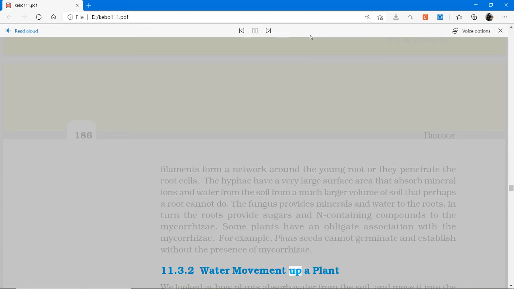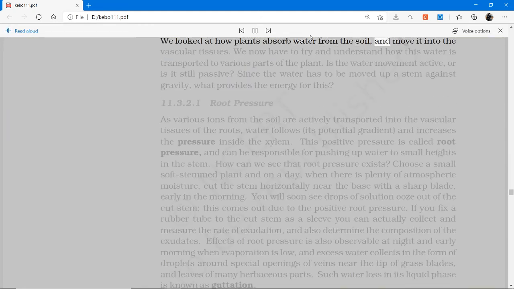1.3.2 Water movement up a plant. We looked at how plants absorb water from the soil and move it into the vascular tissues. We now have to try and understand how this water is transported to various parts of the plant. Is the water movement active, or is it still passive? Since the water has to be moved up a stem against gravity, what provides the energy for this?